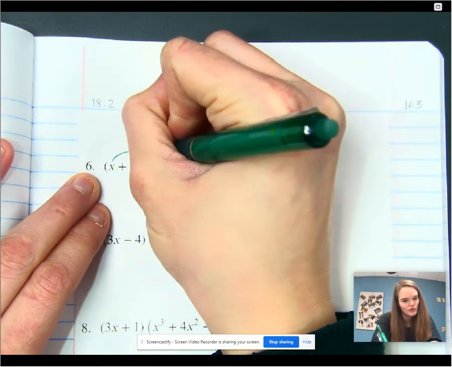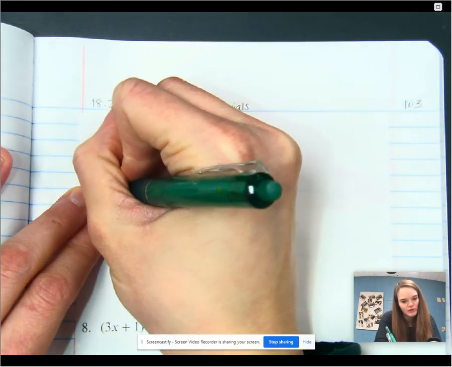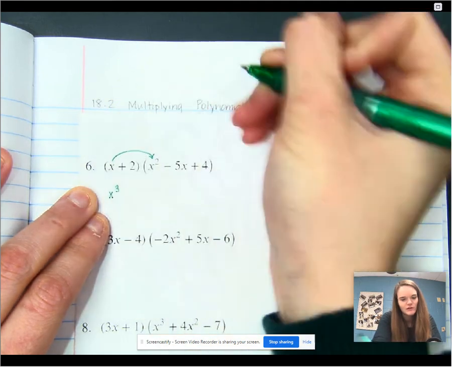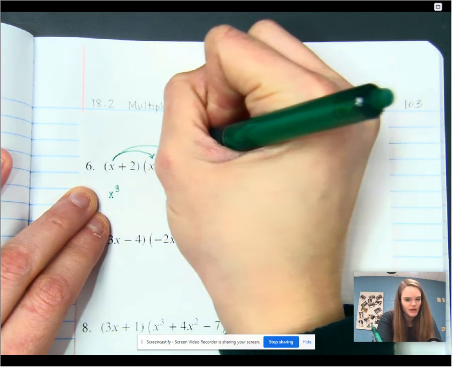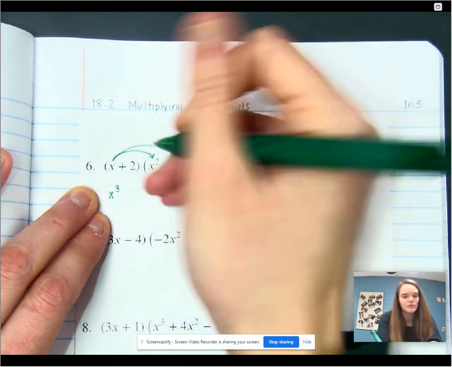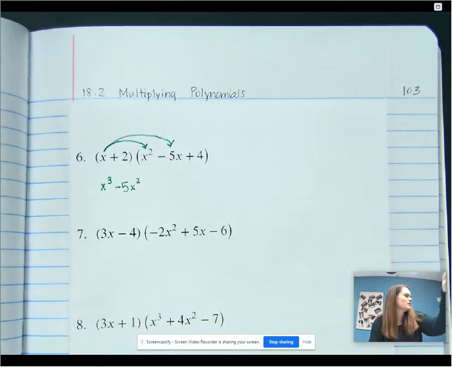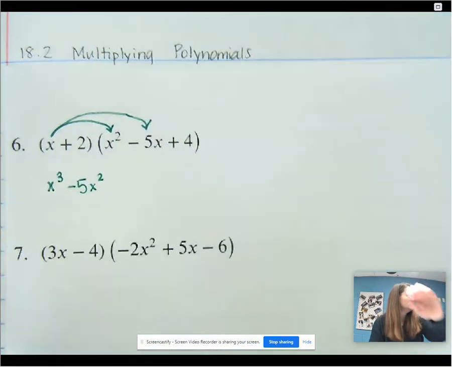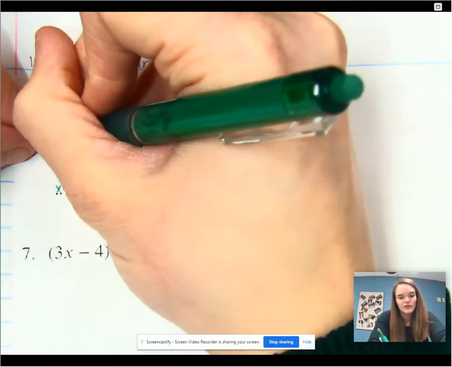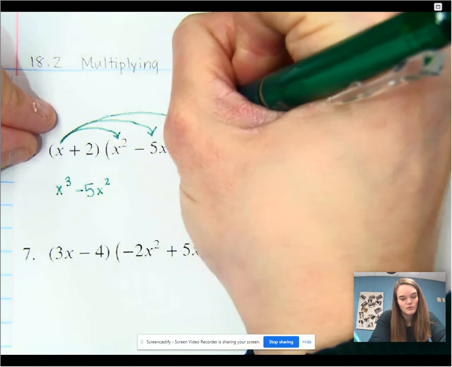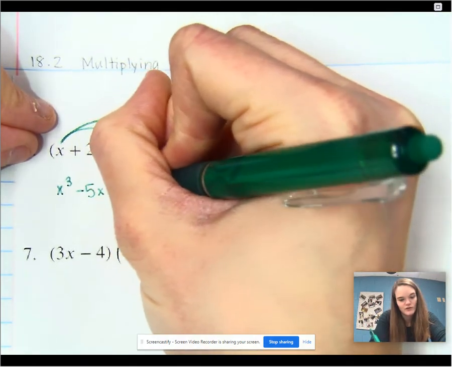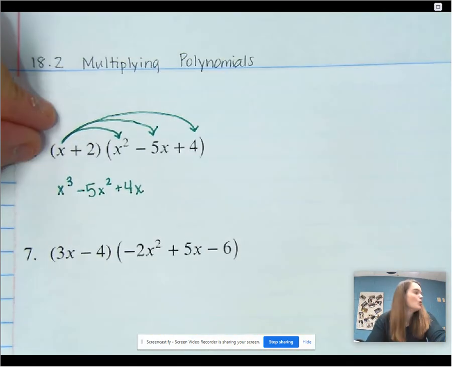x times x squared becomes x to the third. x times negative 5x becomes negative 5x squared. I'll zoom in so we can see this a little better. And x times 4 becomes 4x. So this is the difference. There is quite a bit more going on.